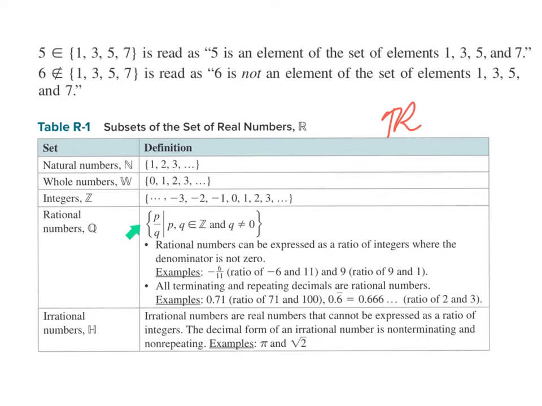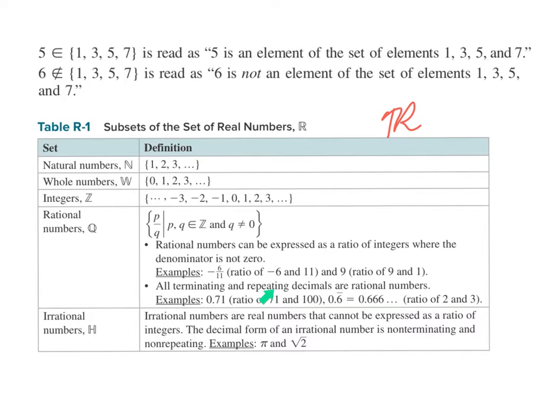If you can write the number as a fraction, where P and Q are integers, and Q can't be equal to 0, then it's rational. Okay? Couple things to keep in mind. Any terminating decimal, meaning it ends, doesn't go on and on forever, is rational. Any decimal that goes on and on forever but repeats is also rational.